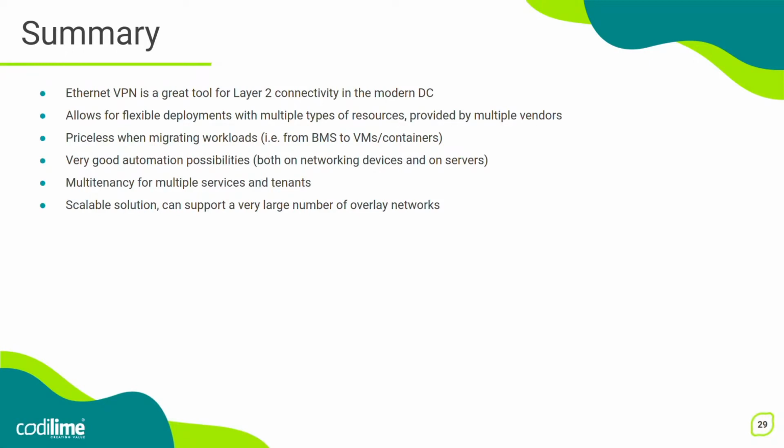This solution is priceless. We're doing migration from bare metal to VMs while keeping them in the same network. It gives us good automation possibilities, so we can use Ansible or Terraform to create configuration and automate the deployment further. We have a separation between services, and this solution is very scalable. It is well known that there are deployments of BGP EVPN that reach thousands of nodes and tens of thousands of entities inside those nodes, such as VMs or pods.